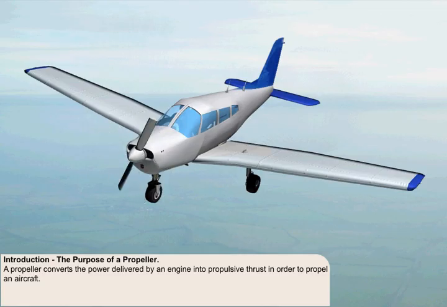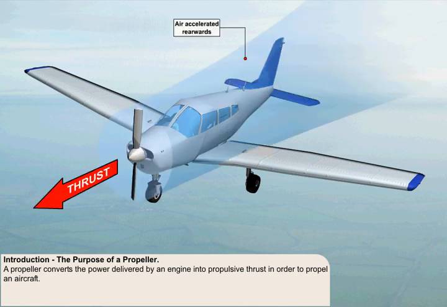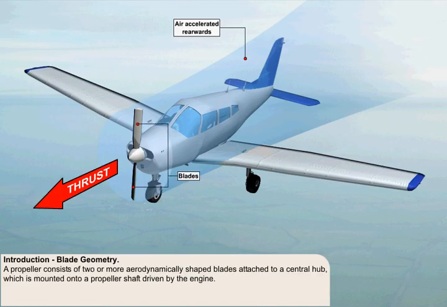The purpose of a propeller is to provide thrust to drive the aircraft forwards through the air. This is achieved by accelerating a comparatively large mass of air rearwards, thereby producing forward thrust. A propeller consists of two or more aerodynamically shaped blades attached to a central hub. This hub is mounted onto a propeller shaft which is driven, either directly or indirectly, by the engine. The hub and the blades are thus spun round by the propeller shaft, and act rather like wings, which by rotating would generate lift, or in this case, thrust.